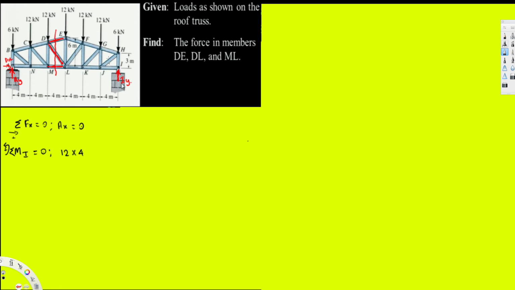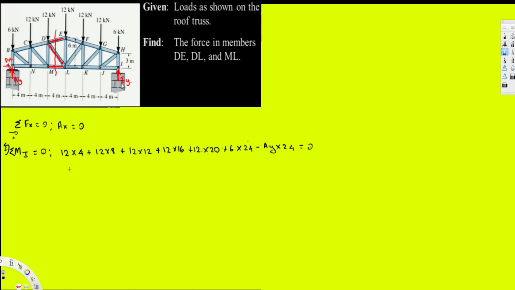Let's add them all together. 12 times 4, plus 12 times 8, plus 12 times 12, plus 12 times 16, and then 12 times 20, then 6 times 24, plus 6 times 24, then minus AY times 24 equal to 0.